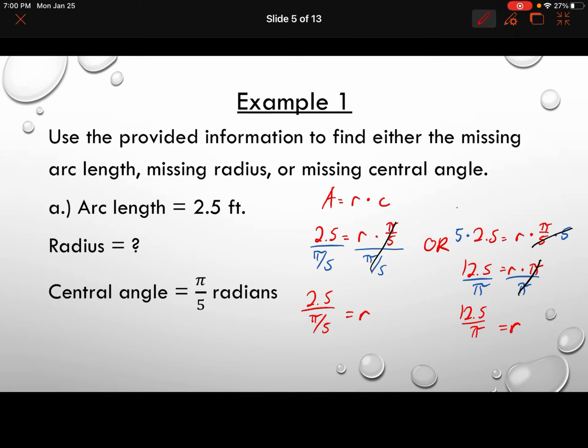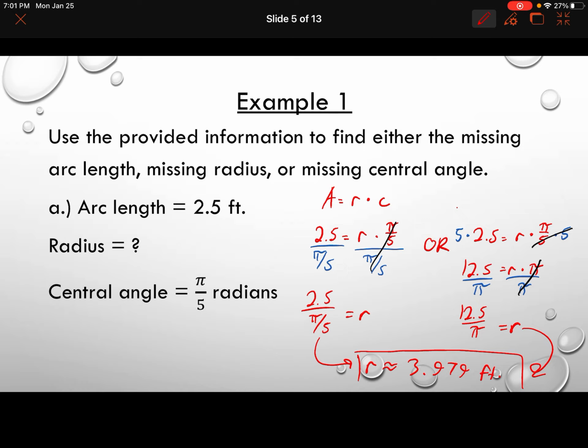At this point, if we were to plug 12.5 divided by pi into a calculator and round to 3 decimal places, we would get 3.979. In this case, it would be feet, because that is the unit that we started off with. Once again, whether you do it this way or this way, you get the same answer.